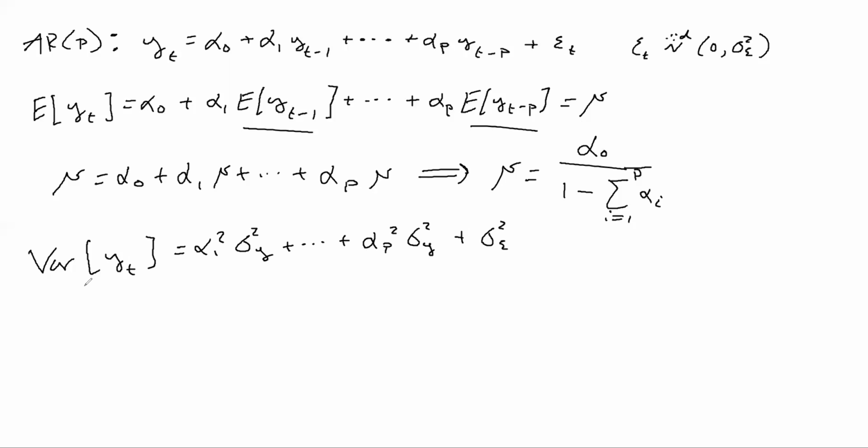So now we can solve. And remember, the variance of Y T is still going to be the variance of Y because it's covariance stationary and it's a constant variance no matter what the value of T. So now we can solve for it. That means the variance of Y is going to be equal to the variance of our error term divided by 1 minus our coefficients from 1 to P, squared. So this is the expected value and our variance for an autoregressive P order process.